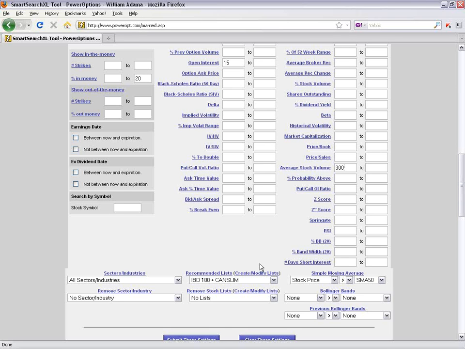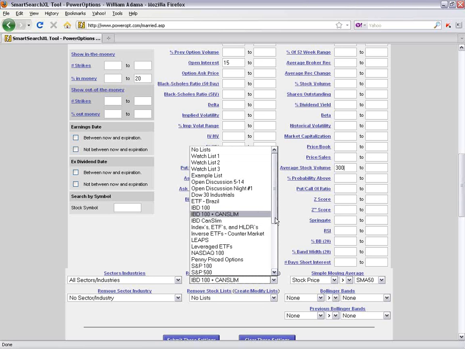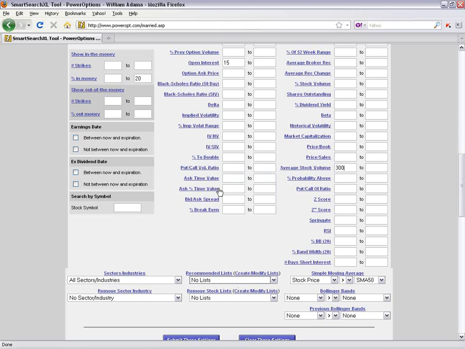If this was my goal of what I was looking for in some of my positions, to use a dividend paying feature, what I might do is simply change down at the bottom in the recommended list section where I have IBD 100 and CanSlim. I might change that to no lists. So I'm scanning across the entire universe of options now, or optionable stocks.